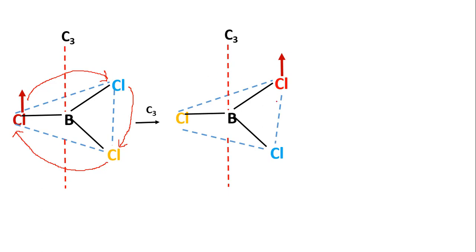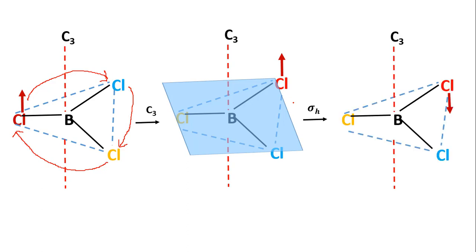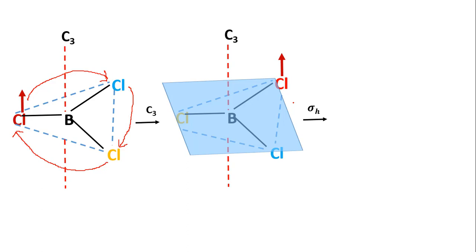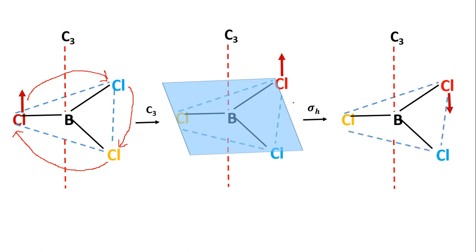Now for C3 followed by sigma h. Sigma h is a perpendicular plane, the molecular plane cutting through all the atoms. It is perpendicular to the C3 axis, and when you reflect, this upward arrow will become a downward arrow. The position of the atoms will not change, and you will get something like this. There will be only one change: the upward arrow will become a downward arrow, and this operation is what is known as S3.